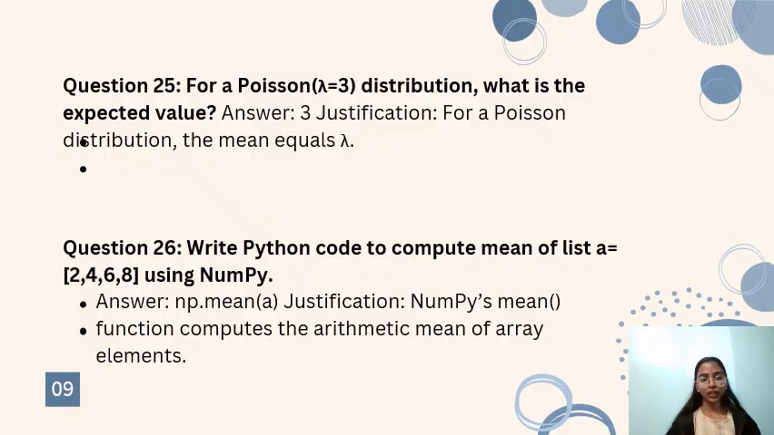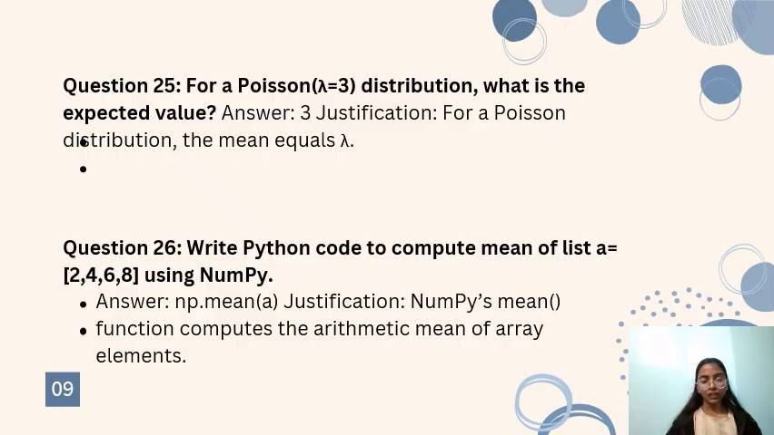Moving towards the next question, which is question number 25, which says that for a Poisson distribution with lambda equal to 3, what is the expected value? For a Poisson distribution, the mean is equal to the lambda value. So here the lambda value is given 3, so the mean will also be 3.